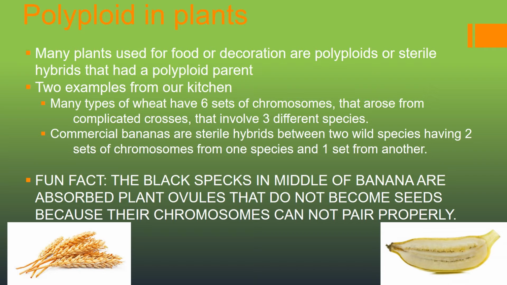from one species and one set from another. Fun fact: the black specks in the middle of the banana are aborted plant ovules that do not become seeds because their chromosomes cannot pair properly.